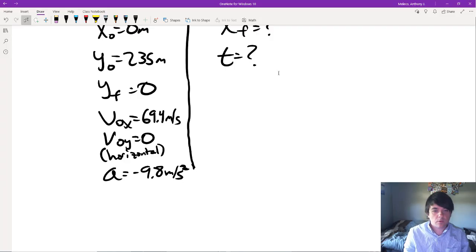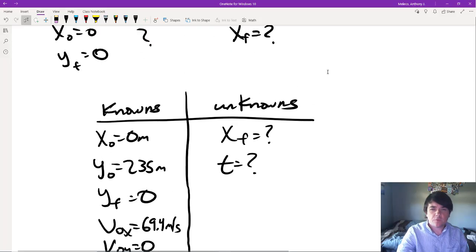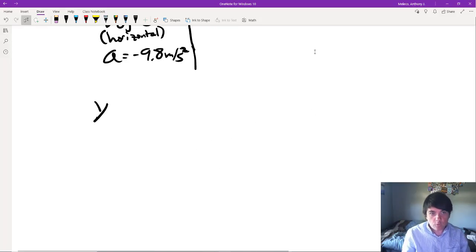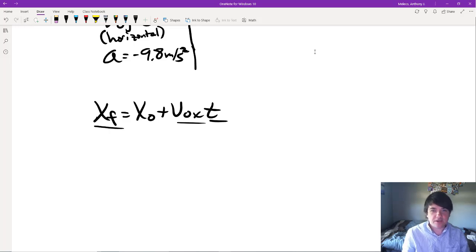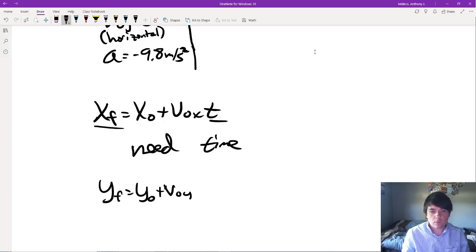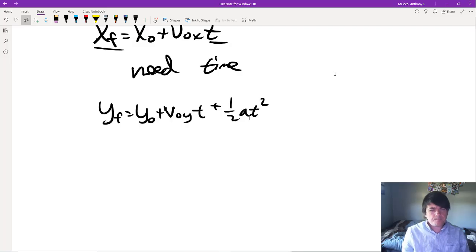Okay, so let's solve it. We need x final, right? So let's start with this equation. Well, we don't know this and we don't know that. We know v naught x, so we're ultimately going to need to get time. So let's look at the y equations. This looks like the one, so solve for time. It's going to be very similar to our first example.